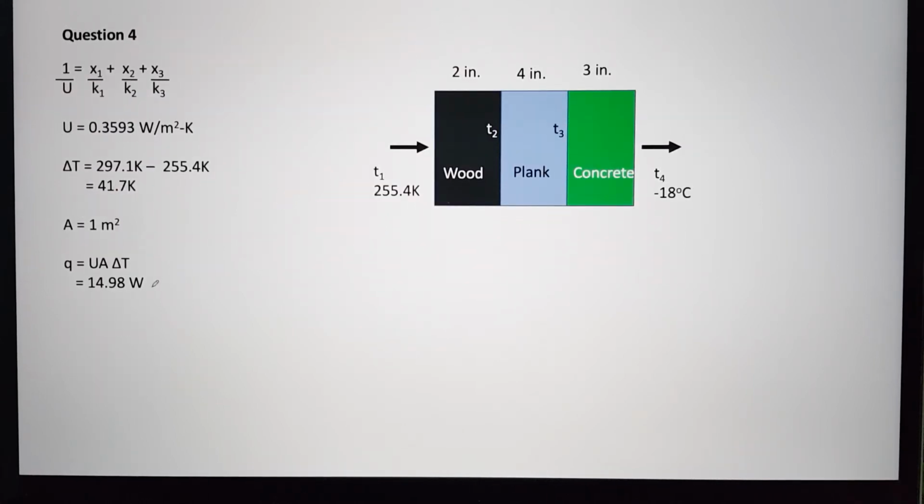Alright, now let's move on to question number 4. Question number 4: a cold room is built with 3 layers. I have drawn this for you. 3 layers: we have wood, plank, and concrete. The inner layer is made of thick wood, so this one is the inner layer for the wood.